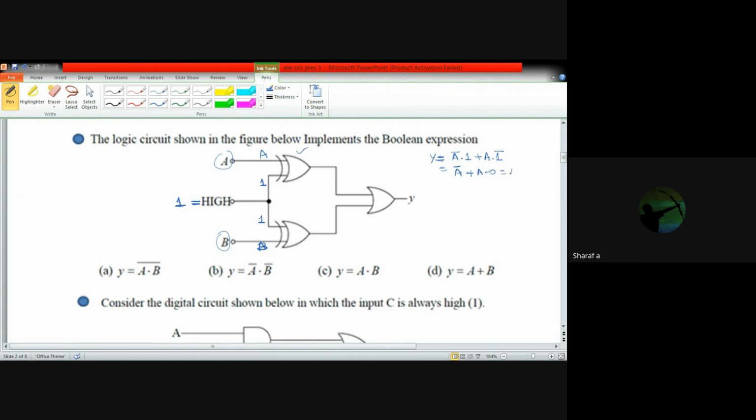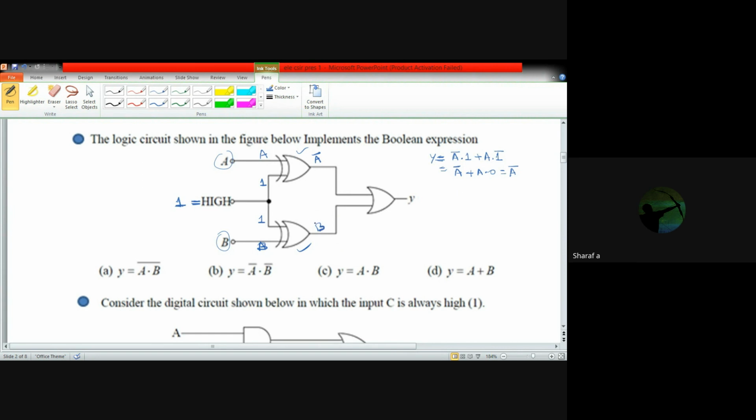So this simply gives you A bar. Same scenario, you can see the other XOR gate, because you have one input which is B, the other input is 1. So in the second case, this is the output of the first XOR gate, and for the second XOR gate, instead of A bar you will be getting B bar. So here you are getting A bar, here you are getting B bar.